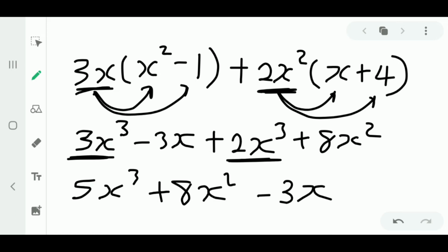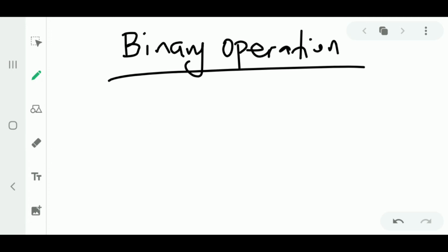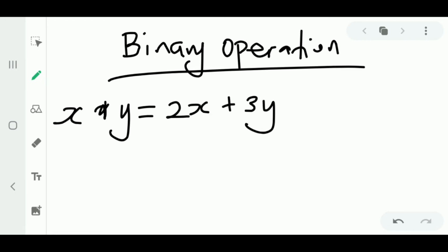And that's the answer there. Now let's look at an operation which combines two numbers to produce a third number. So let's say we have x star y is equal to 2x plus 3y. This star here is just a symbol. It doesn't represent multiplication or anything. It's just a symbol. You could have a triangle. You could have a circle in the same position.